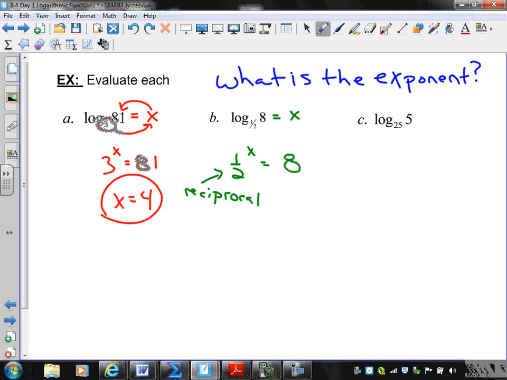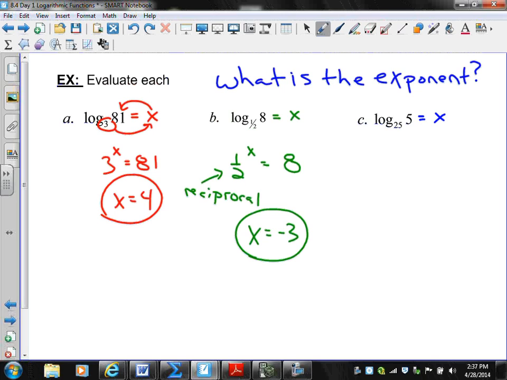Again, pause in between if I'm going a little too fast, but I'm going to try to go through these rather quickly. Okay, so 25 to what exponent gives us 5? Well, you might be able to look at this and say, I know the square root of 25 is 5. So therefore, my exponent has to be 1/2. Well, that's actually the answer. So that's a fine way of doing it.